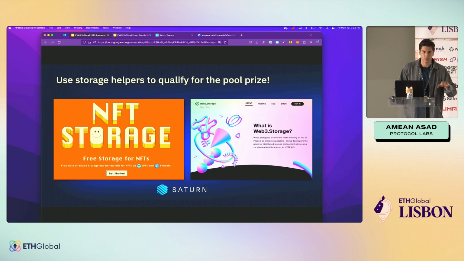So the question is, is it possible to use smart contracts on FVM to store data? And yes, you make a storage deal with a smart contract. So you can make storage deals with a smart contract for sure.